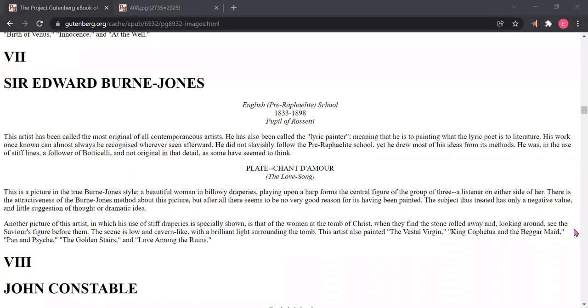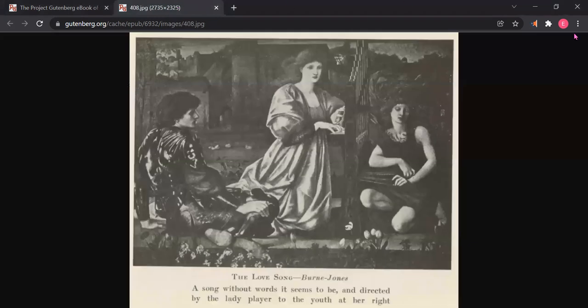So this is excerpt 7. And the master we're looking at today is Sir Edward Burne-Jones. The painting we will be looking at is Chant d'amour, or The Love Song, and this is what it looks like. A song without words, it seems to be, and directed by the lady player to the youth at her right.